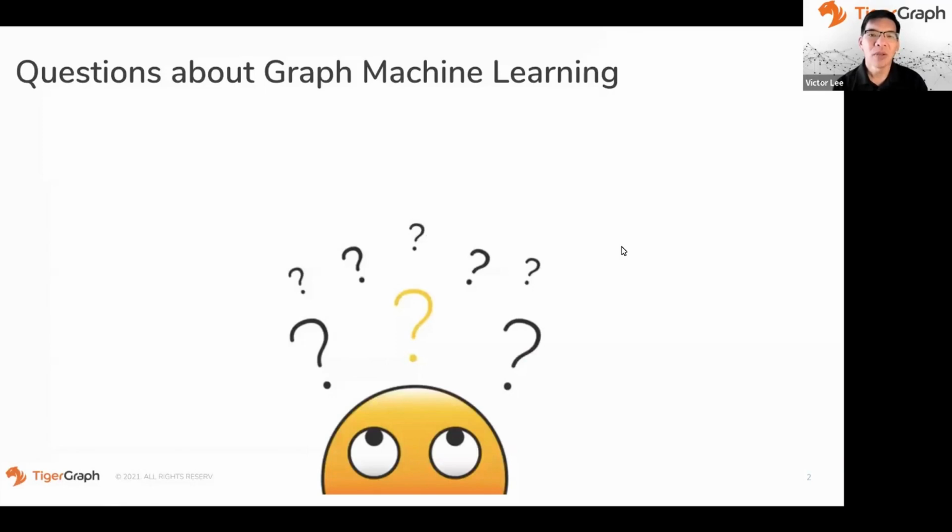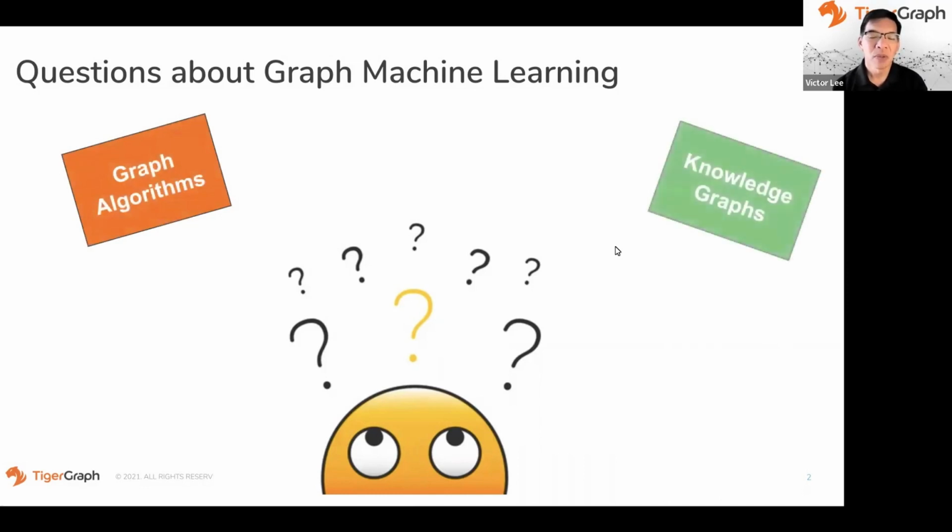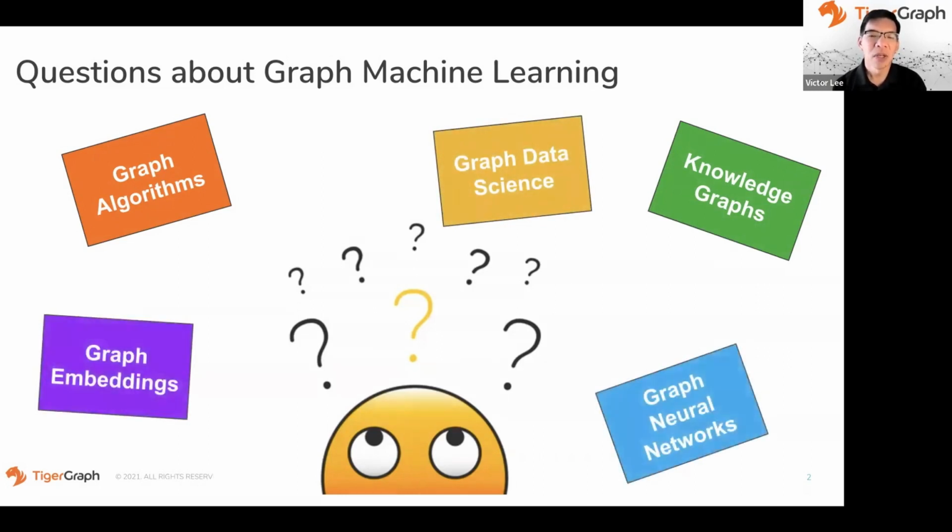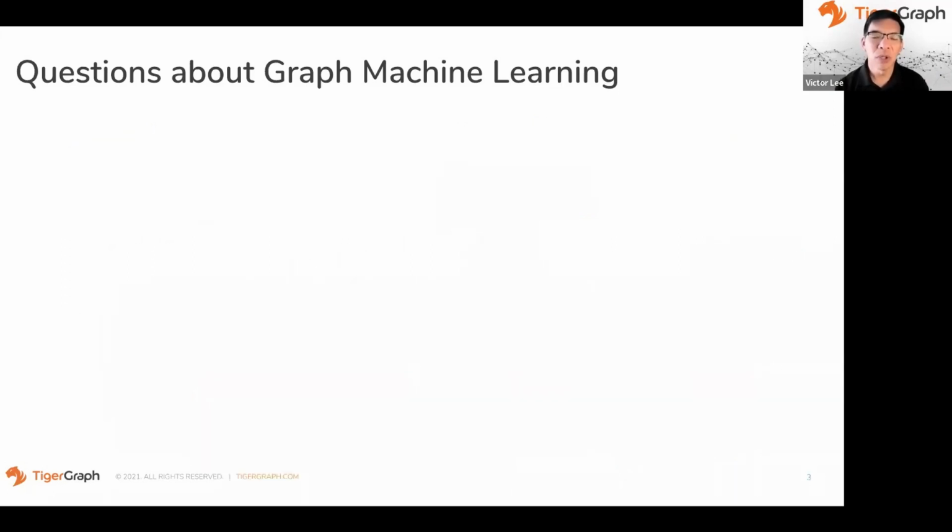So, what is graph machine learning? You may have heard several things about it. Of course, we start with graph algorithms and knowledge graphs, which have both been around for a long time. Now we hear about graph data science, graph embeddings, graph neural networks. Maybe you know what these terms mean, maybe they're less familiar to you, but even if you know them, how do they all fit together? What are the use cases? How should you orchestrate these into some real world use cases?